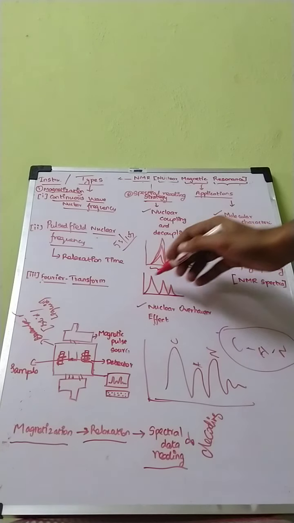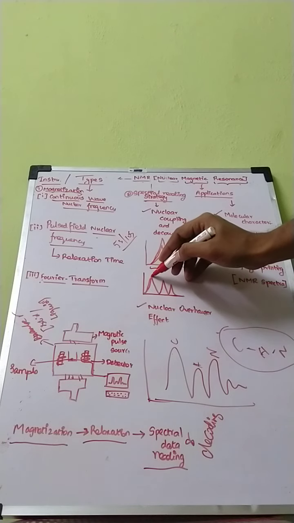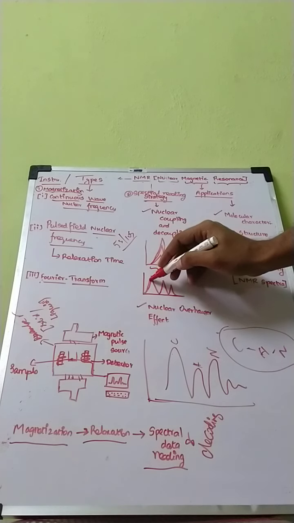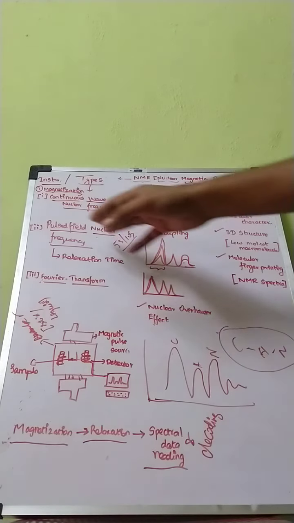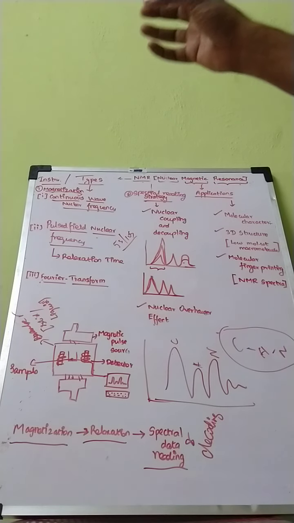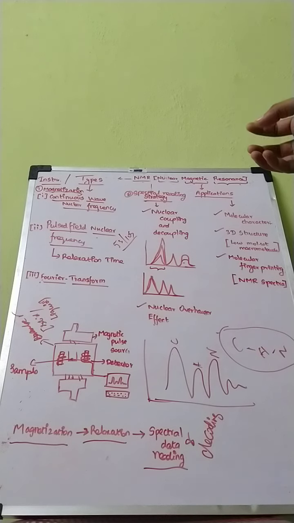Once the atom is elicited, it goes to a high energy level. Then when it comes to the ground level, it releases the energy. That's what you will be reading in the NMR spectra. If you are giving it in a short pulsed field, then you are allowing the molecule to rest for a while to come back to its normal stage.